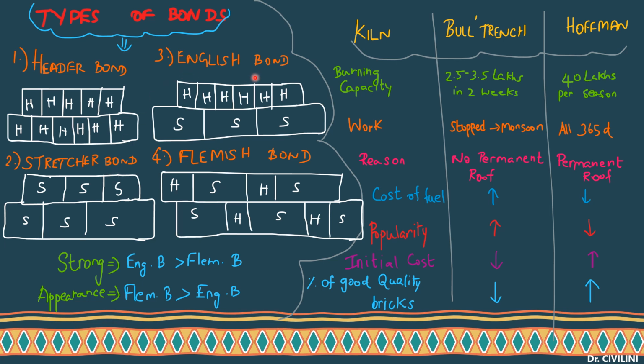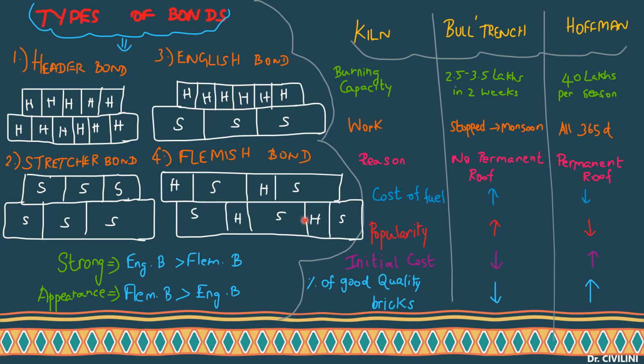Third one is your English bond. English bond is nothing but placement of a continuous row of headers, followed by an alternate row of stretchers. So it will be like stretcher, header, followed by stretcher, header, and it goes on. Next is Flemish bond. Flemish bond is nothing but alternate placement of header and stretcher, header and stretcher. Similarly, in each row you place them alternately as HS, HS. In the next row it will be SH, SH, that's nothing but stretcher header followed by stretcher header.